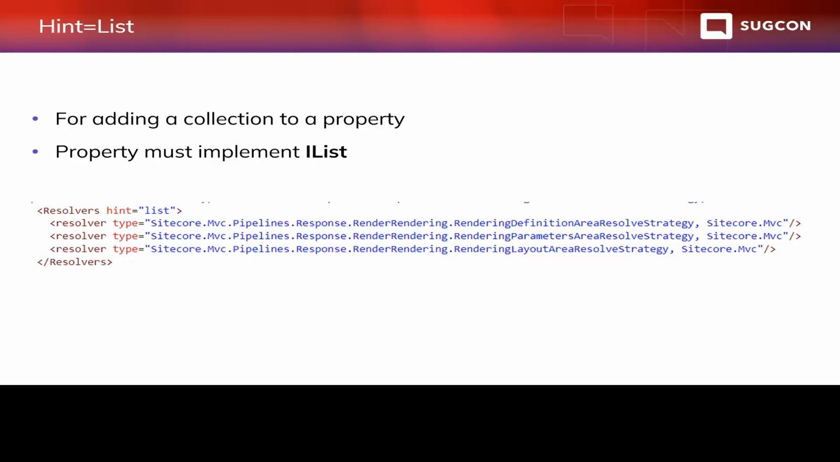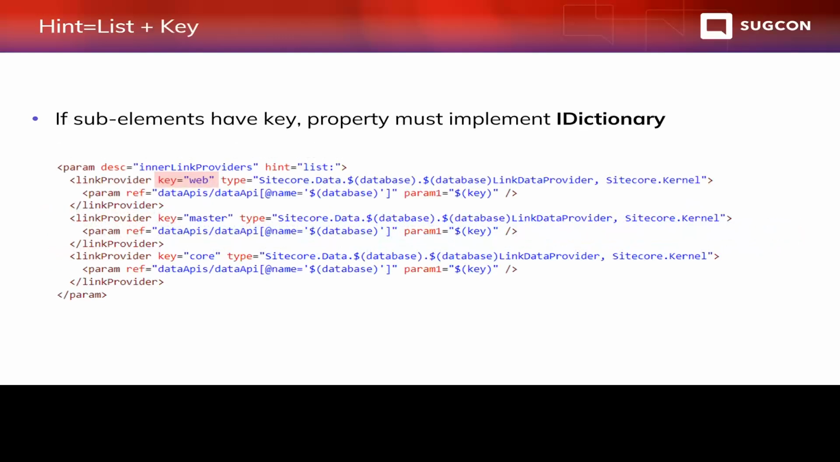Sometimes you have a property that has to have many things. You're not setting it to false or true. You actually have to add a bunch of things to it. So if you have hint equals list and your attribute is of type IList, Sitecore does this thing. If you have a key, then it has to be IDictionary, and then it'll add them to a dictionary.